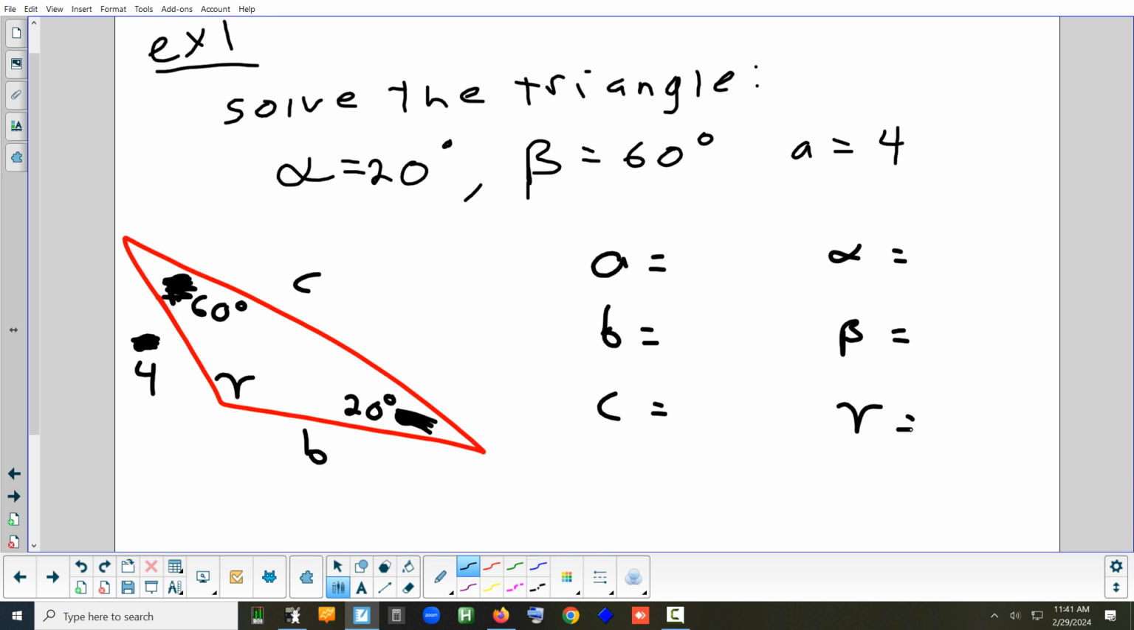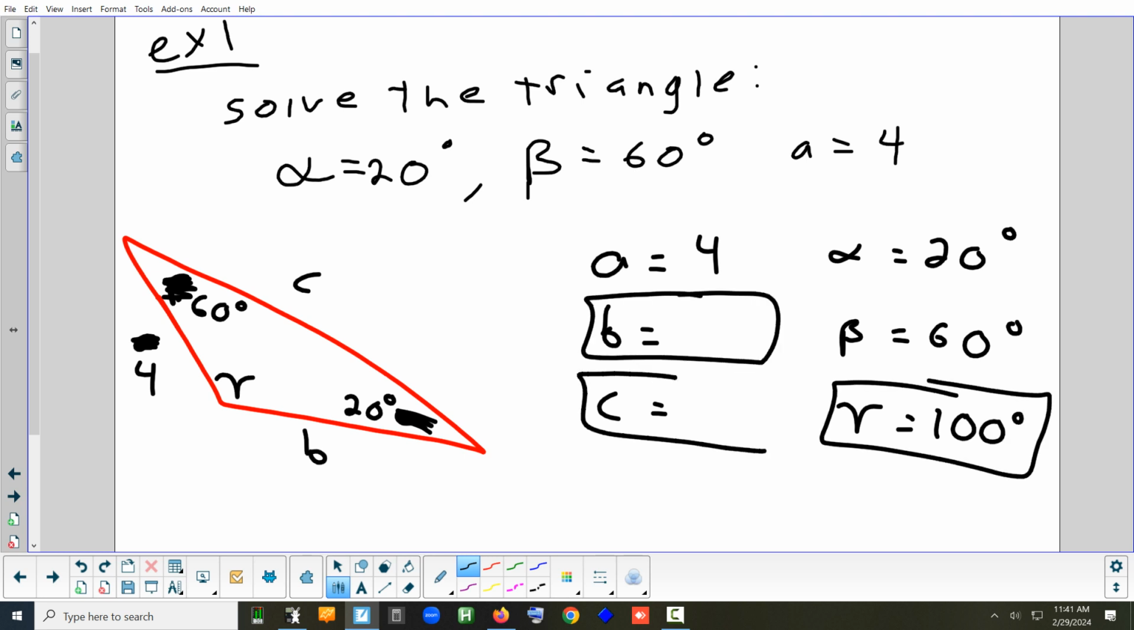So I'm just going to organize all my information on the side. So 20, 60, and 4. So, what does gamma have to be? It's going to have to be 100. Yep.